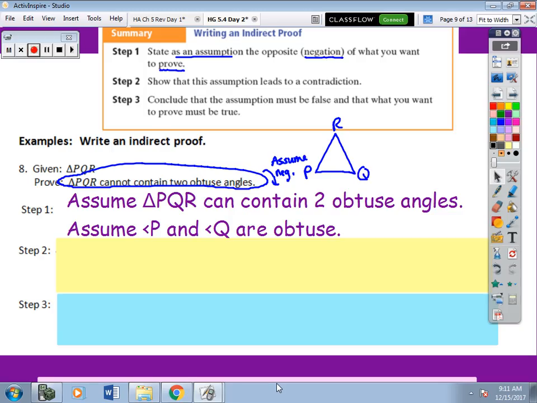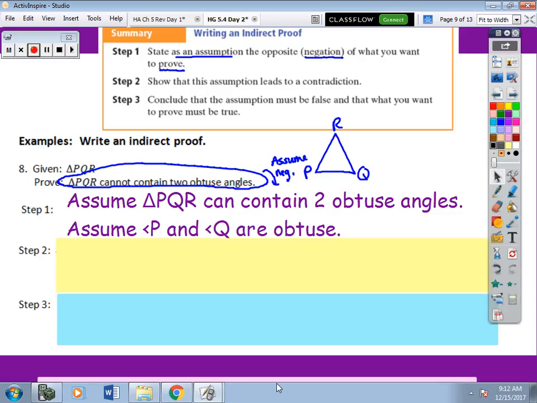Again, you don't necessarily have to do it exactly like this. I'm very lenient on how you write your proof as long as it leads to a contradiction that makes sense. But this is one way to do so. What do we know about obtuse angles? Maddie? They're greater than 90.